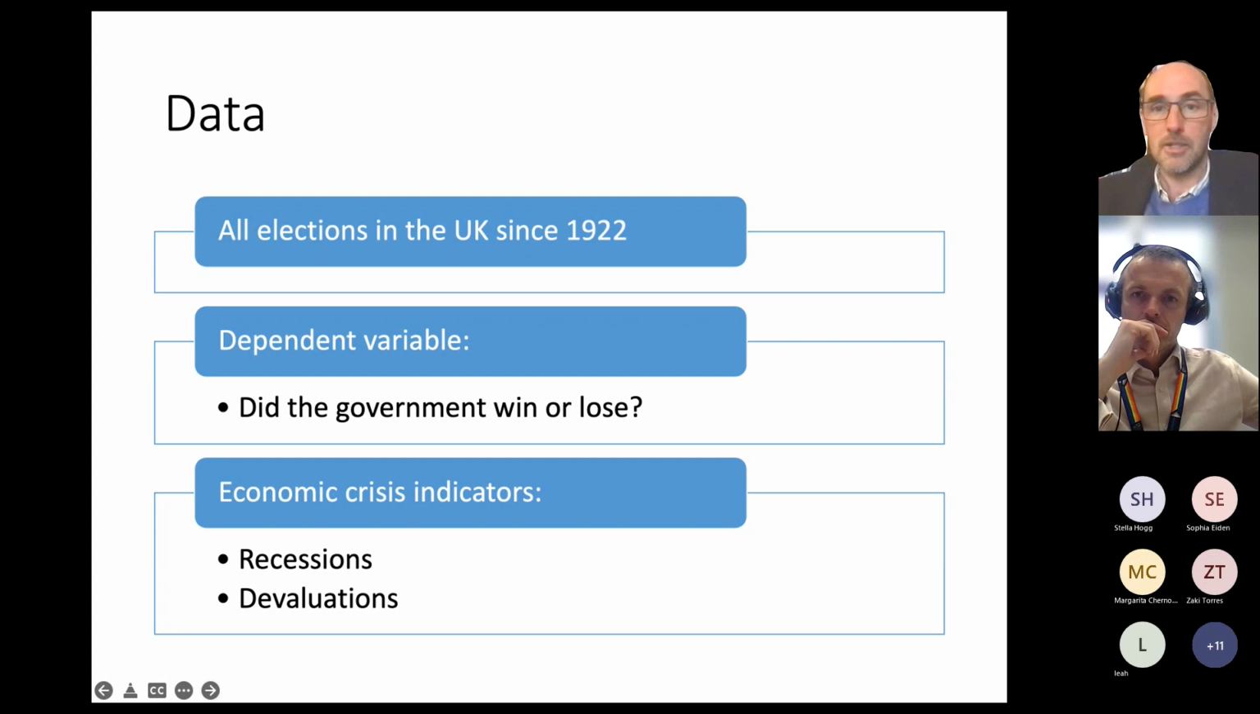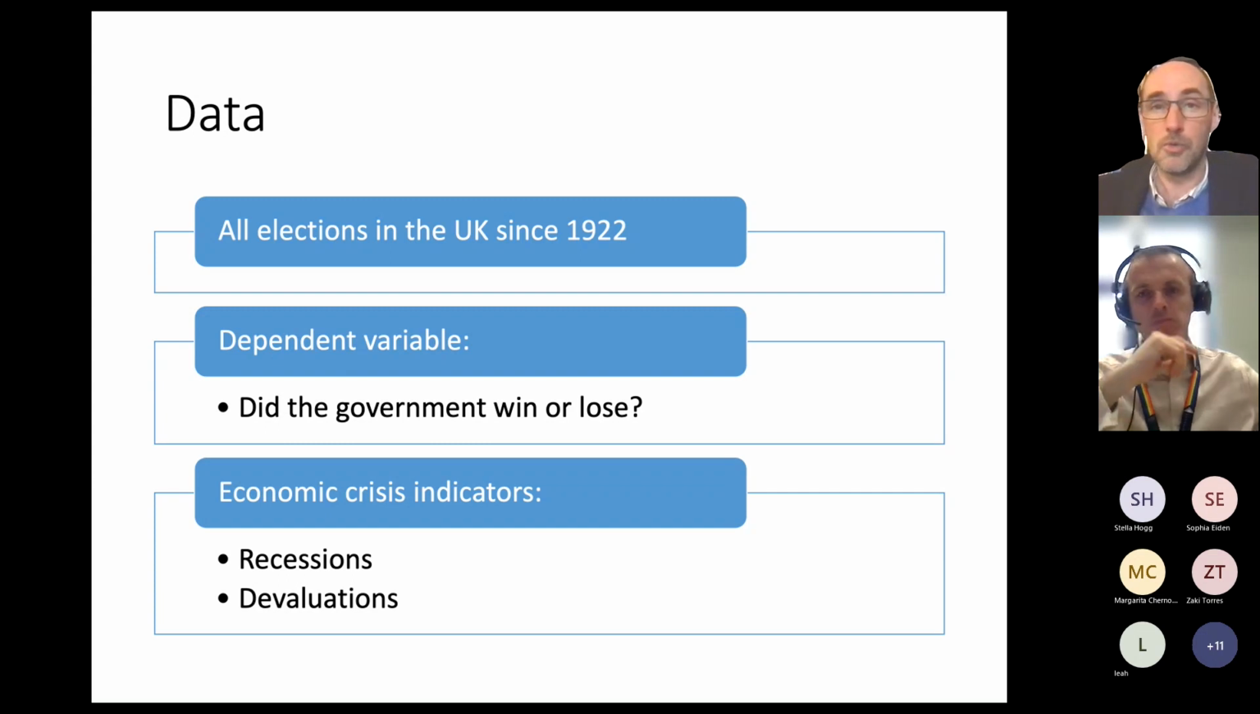We're going to look, as I was mentioning in the polling questions, at whether the government won or lost. By that, we mean whether or not the government actually carried on governing and formed the government after the election, or whether another party came into power. And it's actually always going to be Conservative or Labour governments.